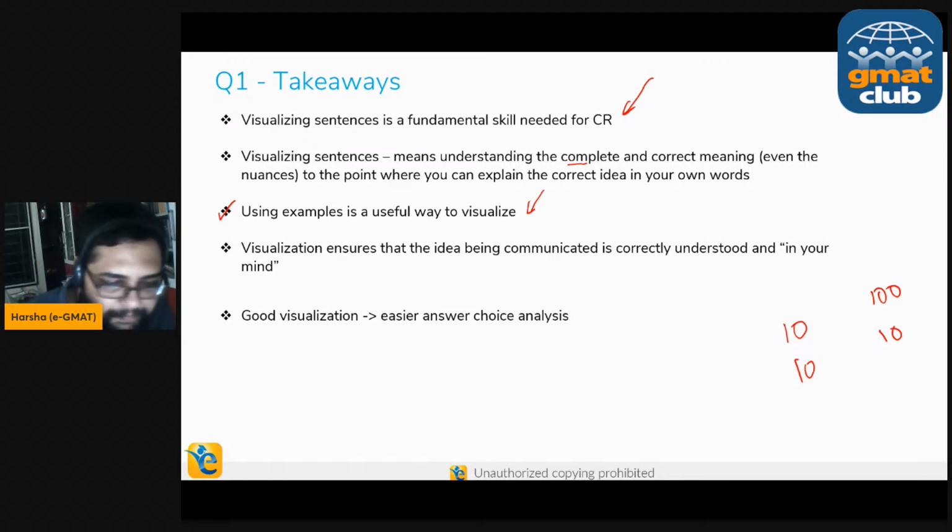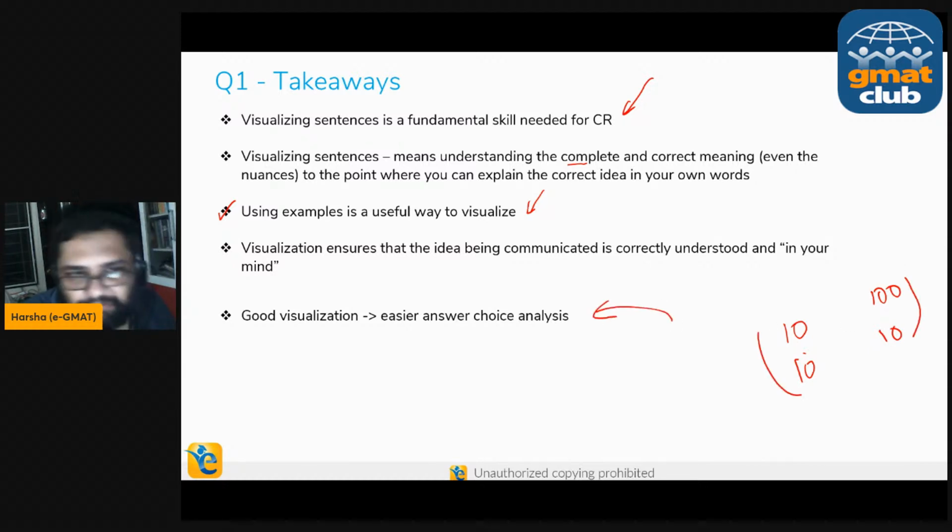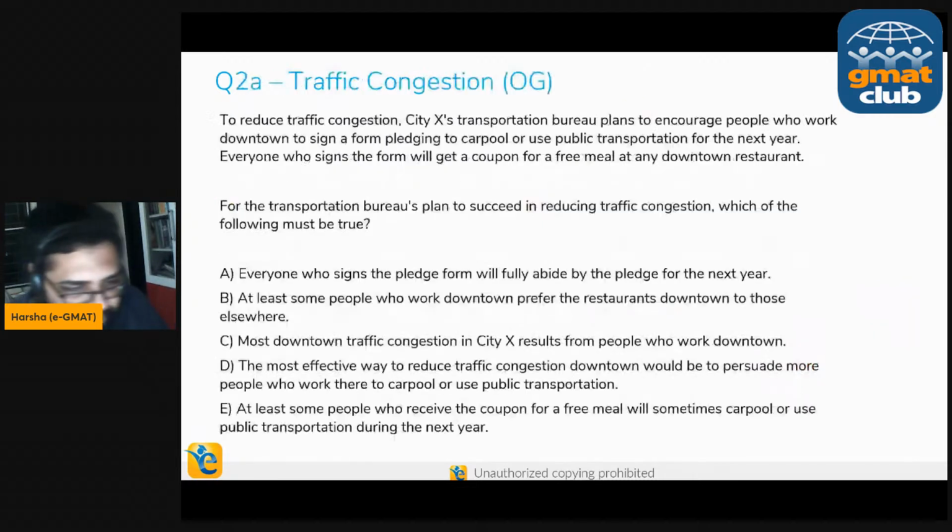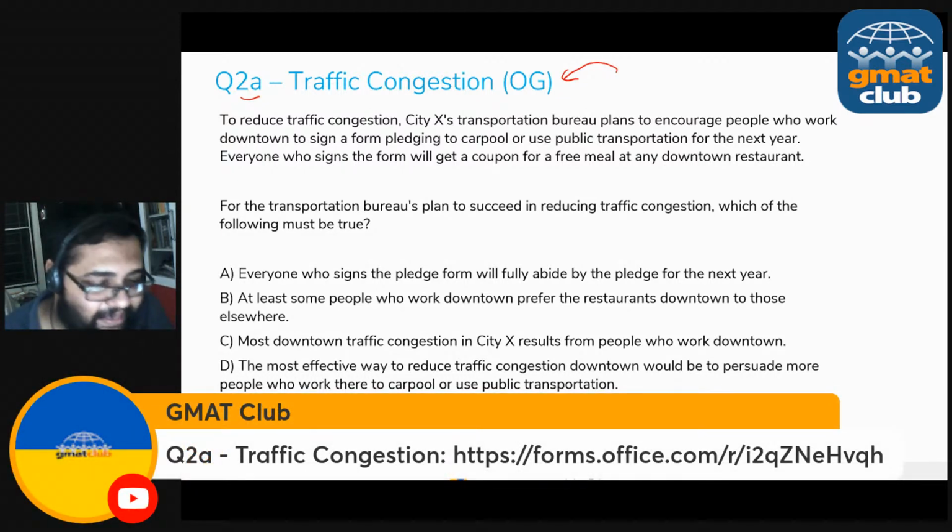All right. And even in this case, if you had this level of visualization, answering those answer choices would have been much easier. All right. So now let's go to the first OG question of the day. And you're going to solve two questions together. This is like a sprint. I have a 2A version, which is the original question. I also have a 2B version with some option choices that we created. So it should be a little bit of fun doing both. So first, let's do question 2A and then let's discuss. And then I'll share question 2B. All the best.